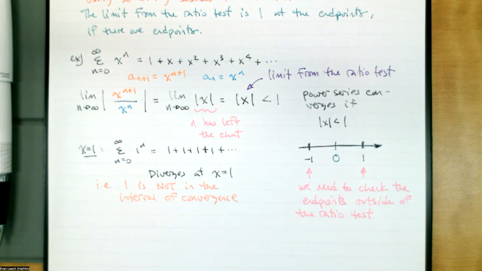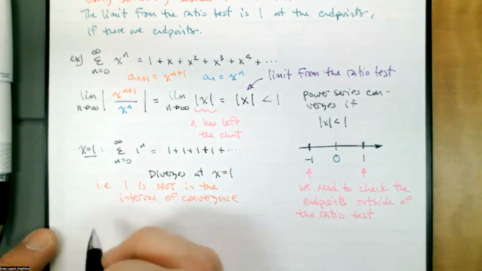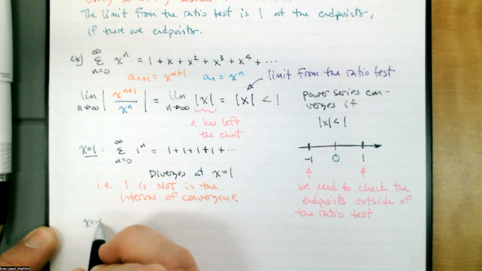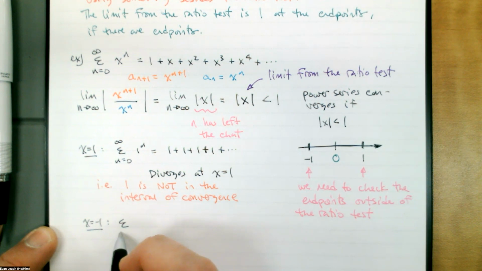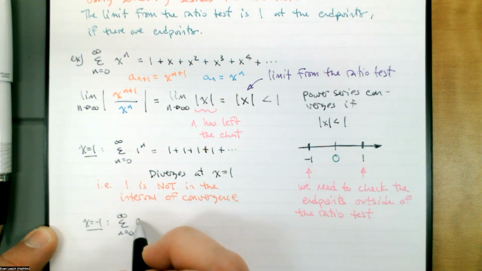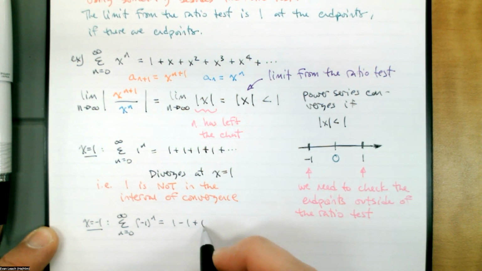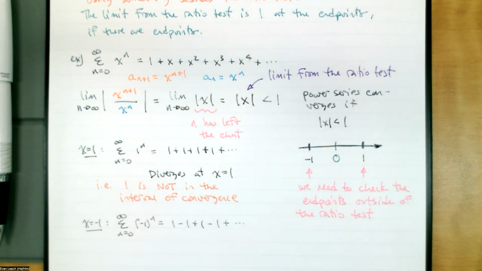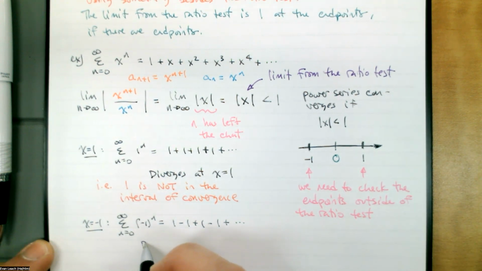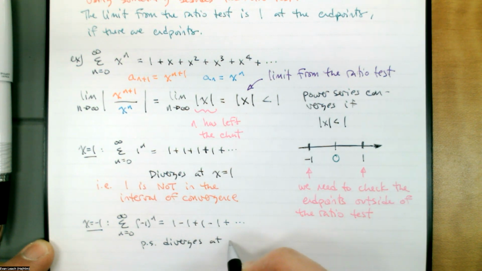Then we have to look at what's going on at -1. This is just an alternating one: 1 minus 1 plus 1 minus 1 plus, and so on. This also diverges. The limit of the terms does not exist, so the limit of the terms is not equal to 0. The power series diverges at x equals -1.